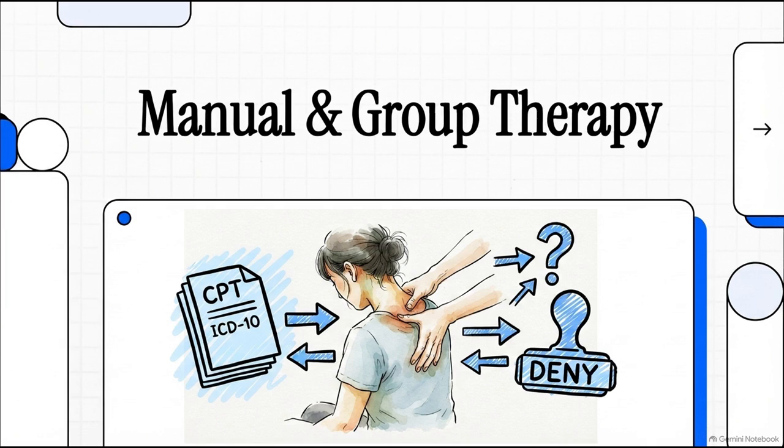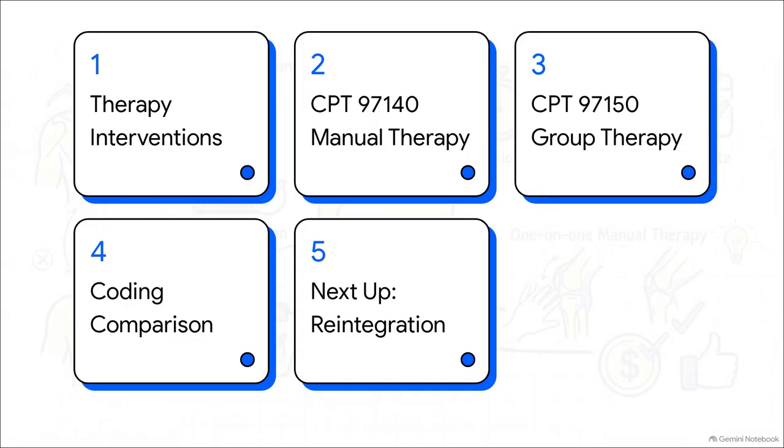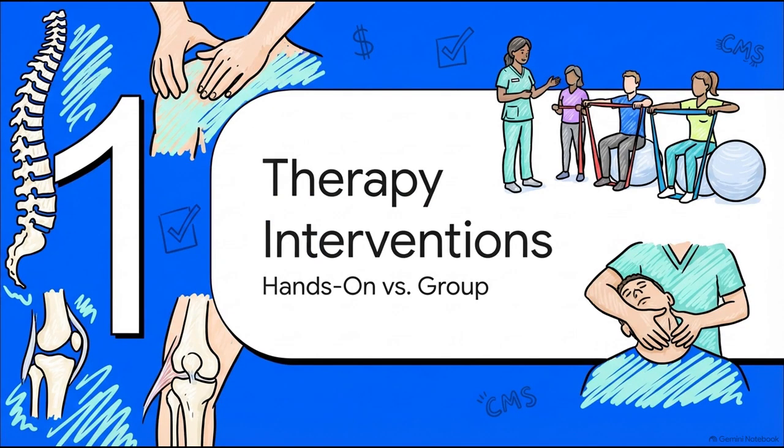Let's dive in. Okay, here's our agenda for today. First, therapy interventions. Second, CPT 97140 for manual therapy. Third, CPT 97150 for group therapy. Fourth, a coding comparison. And finally, what's next in reintegration. All right, Section 1, Therapy Interventions, Hands-on versus Group.